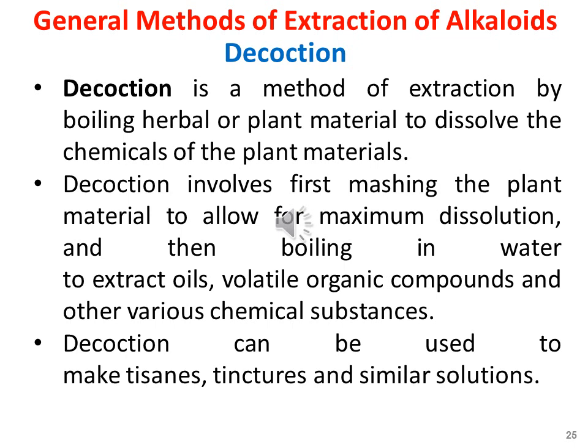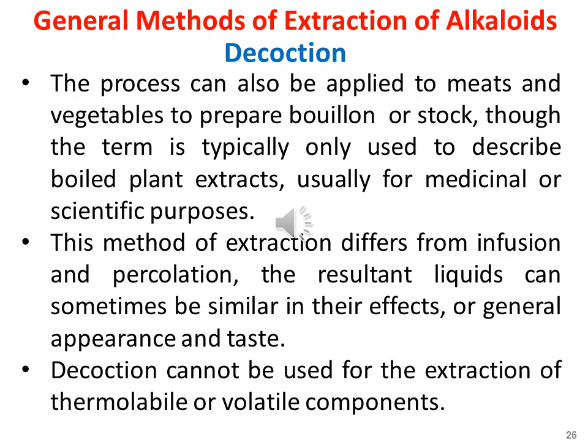Depucation and infusions may produce liquids with different chemical properties, as the temperature and/or preparation difference may result in different oil-soluble chemicals in the depucation versus infusion. The depucation process can also be applied to meats and vegetables to prepare bouillon or stocks. Although the term depucation is typically only used to describe boiled plant extracts, usually for medicinal or scientific purposes, depucation is also the name for the resulting liquid.